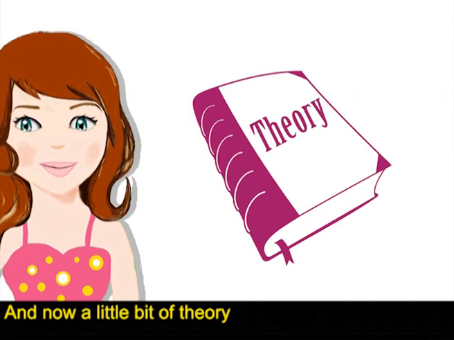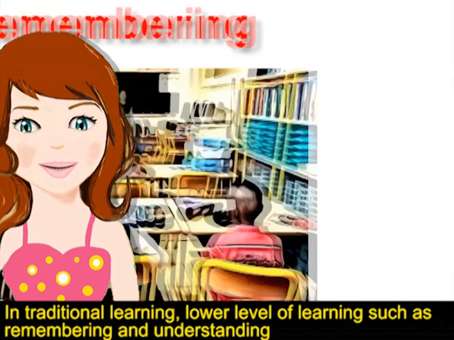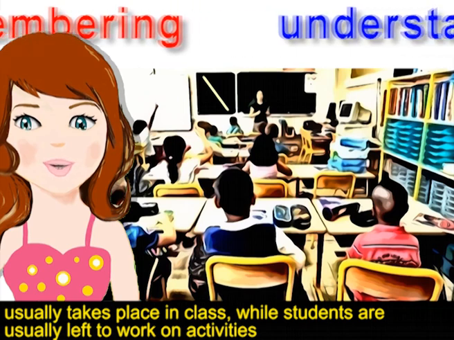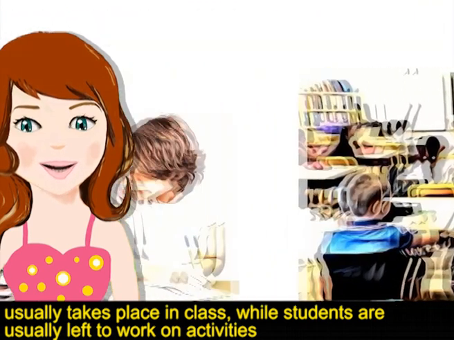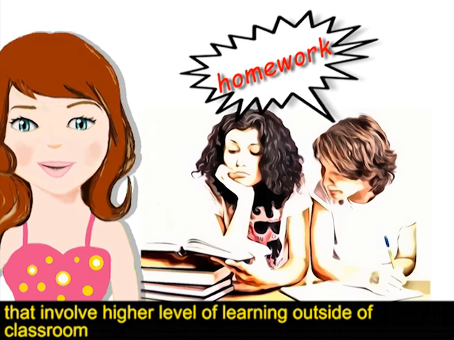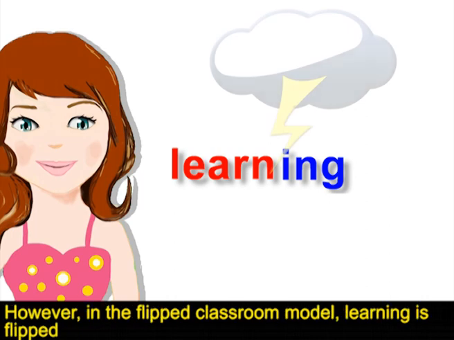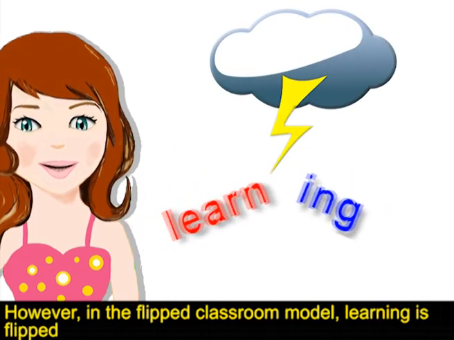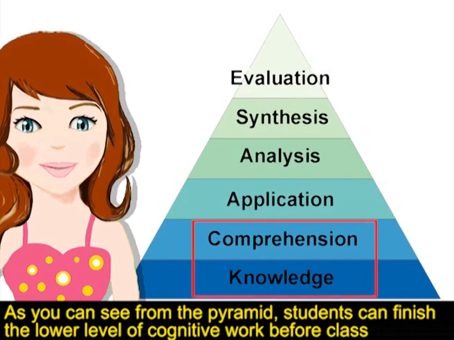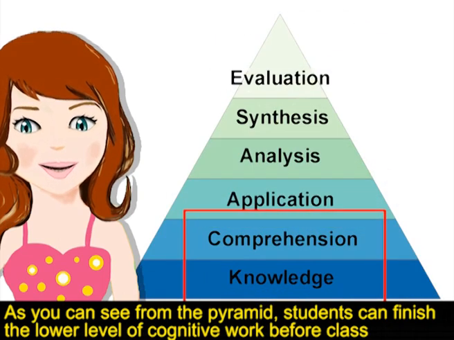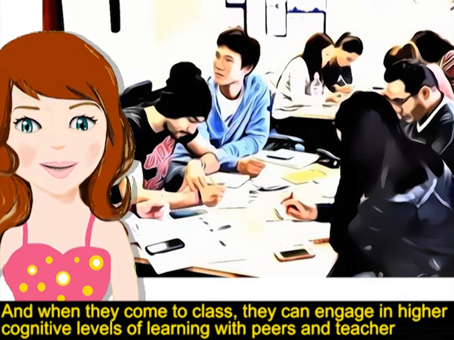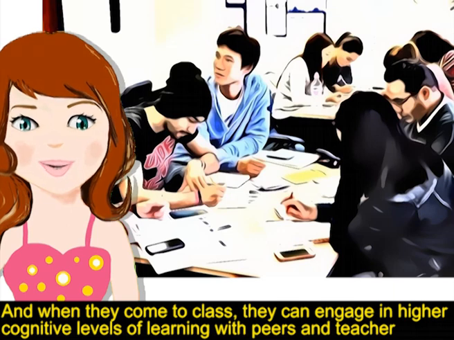And now a little bit of theory. In traditional learning, lower level of learning such as remembering and understanding usually takes place in class, while students are usually left to work on activities that involve higher level of learning outside of classroom. However, in the flipped classroom model, learning is flipped. As you can see from the pyramid, students can finish the lower level of cognitive work before class, and when they come to class, they can engage in higher cognitive levels of learning with peers and teacher.